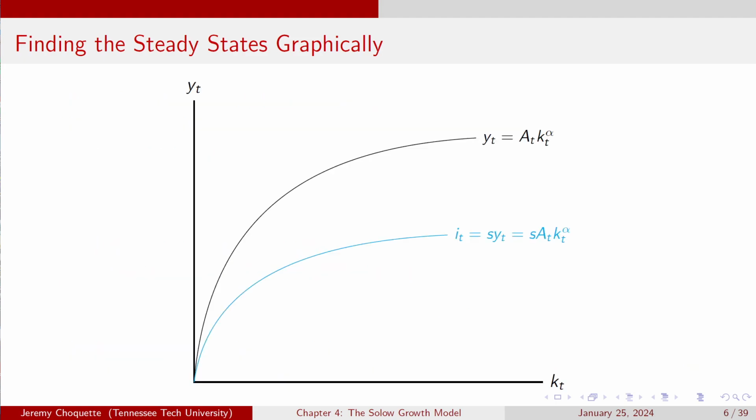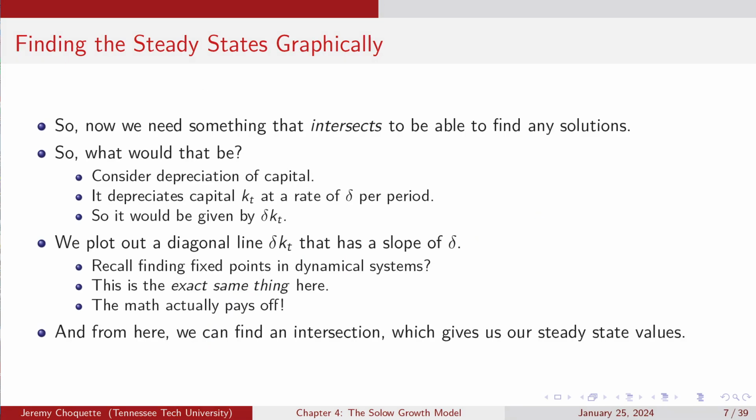So I have output and I have investment. And that's pretty cool. We've actually made some decent headway here. But the thing is, there's no way to get a solution here. What would the solution be? There's nothing intersecting, right? We don't have anything being set equal to anything else yet. So without any intersection, we're not going to be able to find any solutions. So we need something that intersects with this. And we can't just pull a rabbit out of our hat and say, oh, hey, this is going to work. No, we need something that actually makes sense.